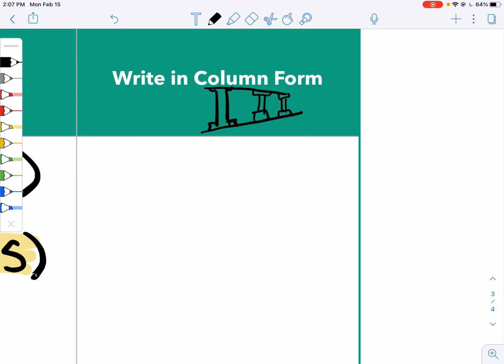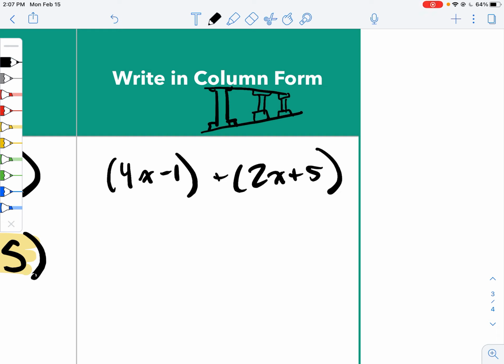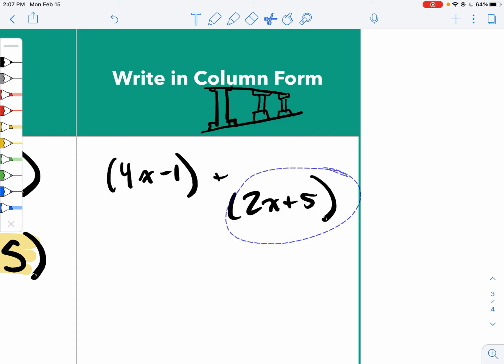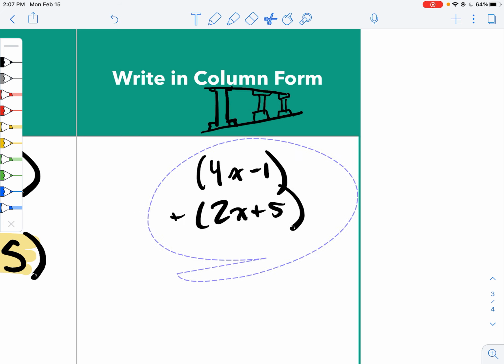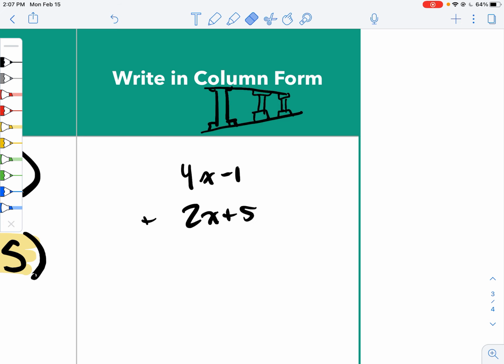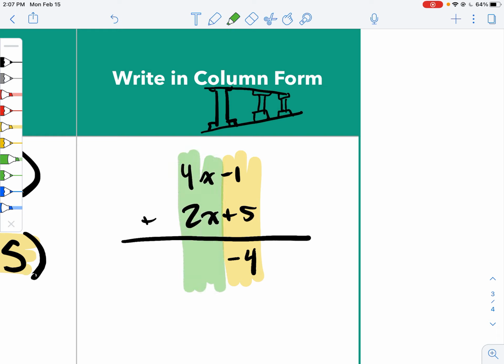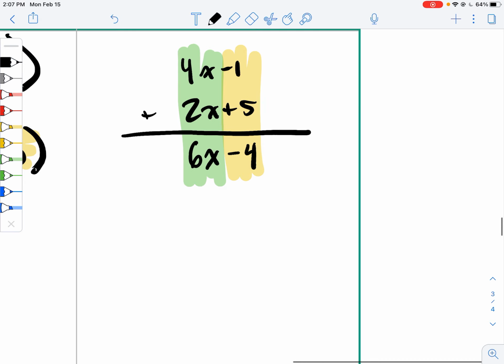So we're going to take our original problem of 4x minus 1 plus 2x plus 5. But this time you want to group the terms so they're on top of each other. We're going to make a column like this, and I forgot my plus, so we'll put a plus right here. And now we'll add these guys up, like this. So first we do -1 plus 5, which is -4. And then we'll add up this column. 4x plus 2x gives us a 6x. So that tells us our answer is 6x minus 4.